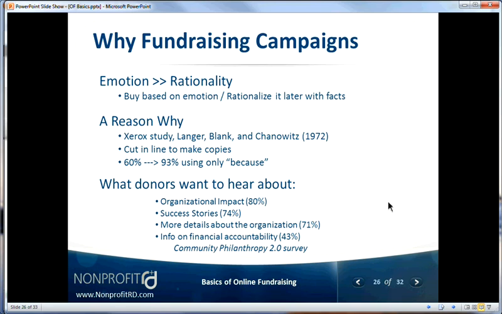So the other notion with stories and campaigns is the idea of emotion to rationality. And that is people buy based on emotion and then they rationalize it later with facts. Now again, I think this is directly applicable to the nonprofit world. So in the business world, this would be somebody buys based on emotion and then they follow it up later. So think about the new iPhone 5 that's coming out. There's people waiting in line to buy the new iPhone 5. They're camping out all night long to buy the new iPhone 5. They are just in a frenzy about it.